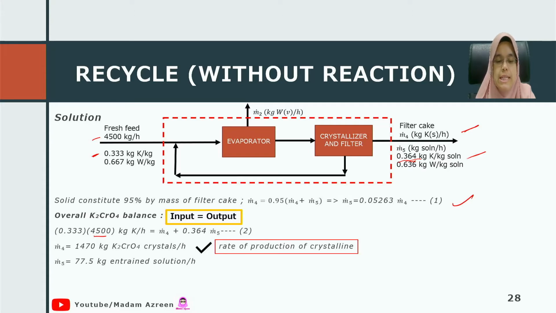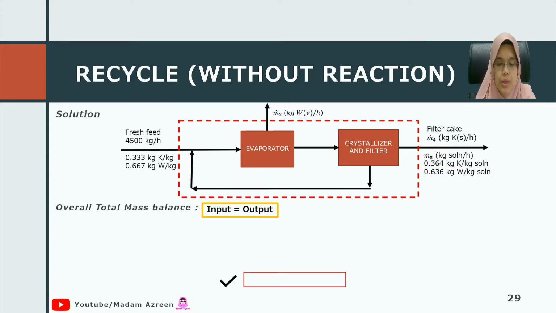So you can determine the value of M4, as well as the rate of production of crystalline. And then you can solve for the overall balance.